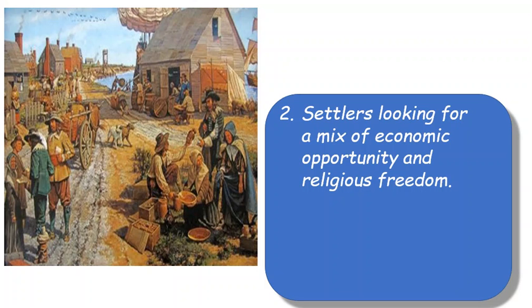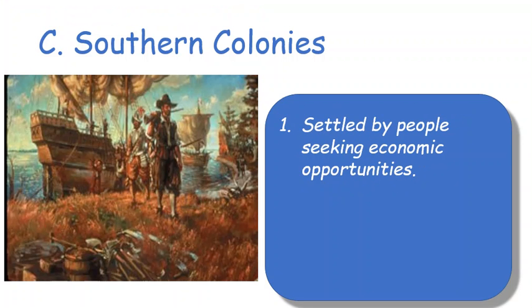Even Middle Atlantic colonies like Pennsylvania that were founded for a particular religious group, the Quakers, there was much more of an economic interest, making money as well as a place to practice a religion, than there was in the New England colonies. So it's a mix of economic and religious.